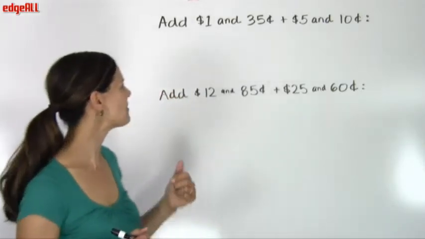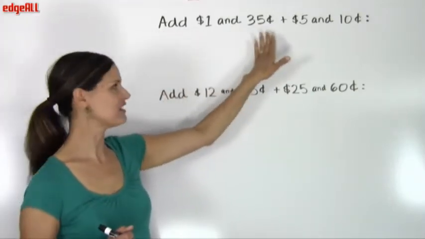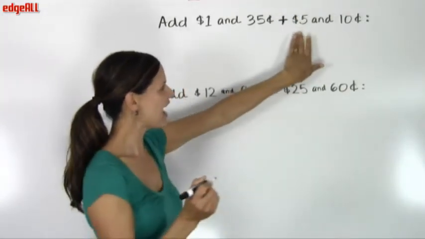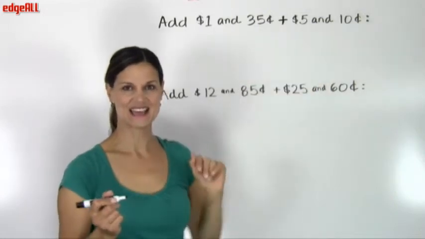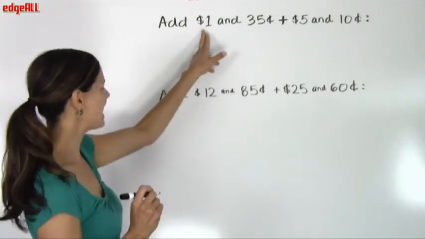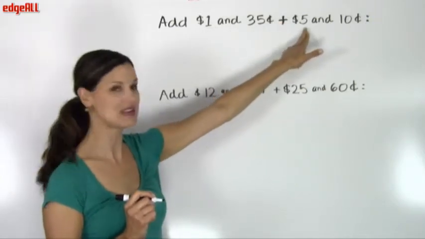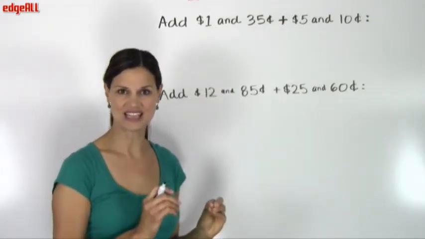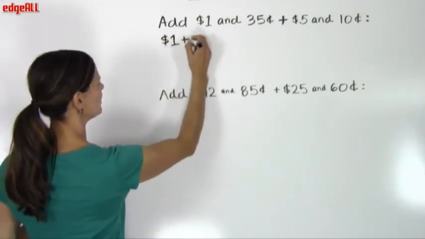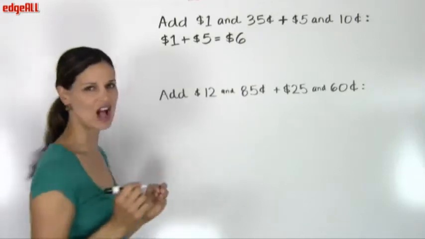Let's do a couple of examples. First, we're asked here to add $1.35 plus, so we need to add that together with $5.10. So following our rule of adding dollars to dollars, let's begin with adding $1 plus $5. So we have to add the two numbers that have similar units of dollars we'll start with. So we add $1 plus $5 equals $6.